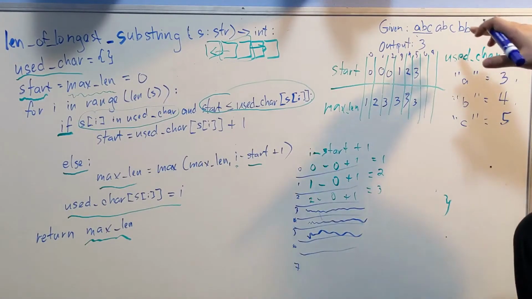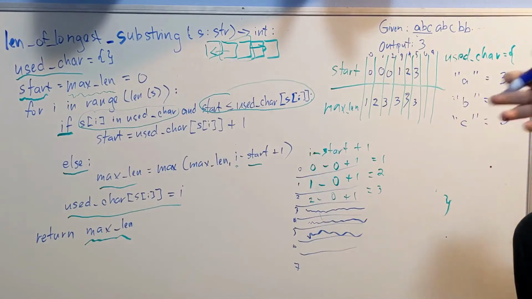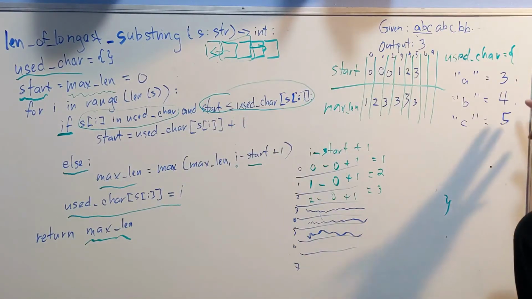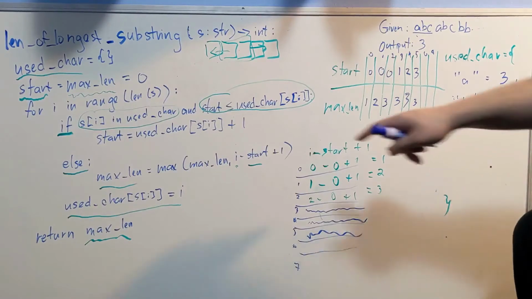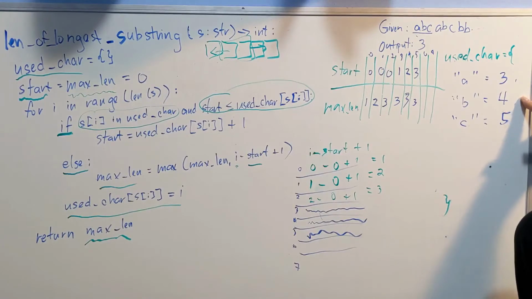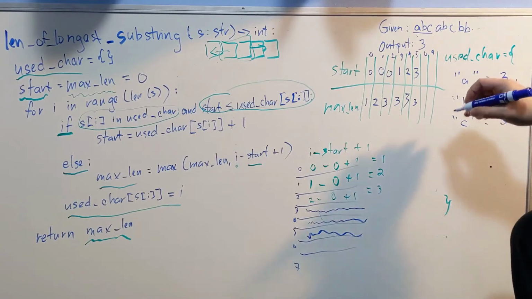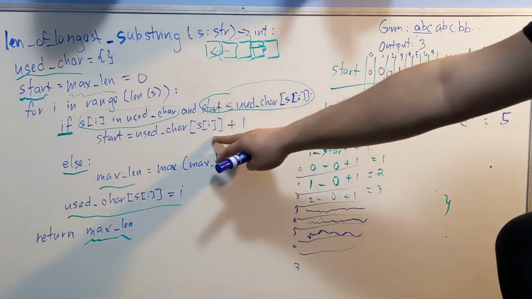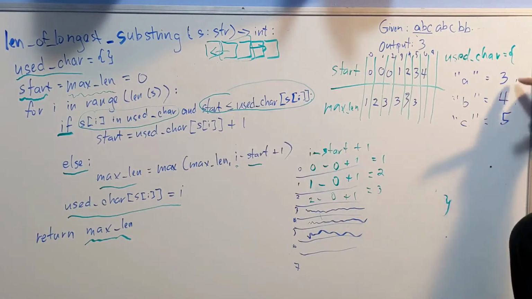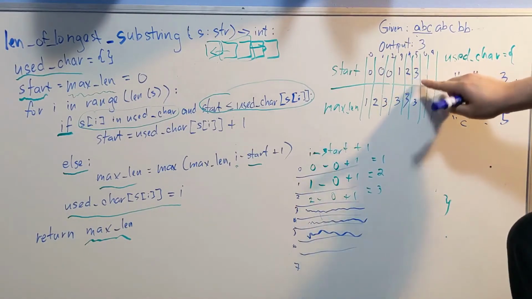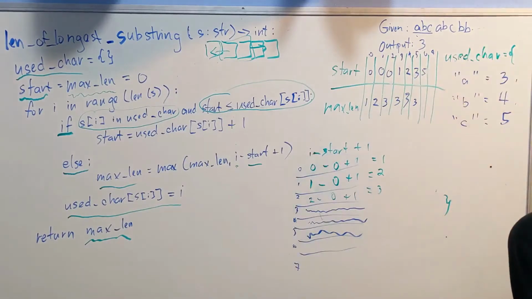And now we go to B. Is B in use char? Yes. Is B's start, which is 3, less than or equal to 4? This one, true. So we now update that to the value of the key, which is 4, plus 1, that becomes 5. Okay?